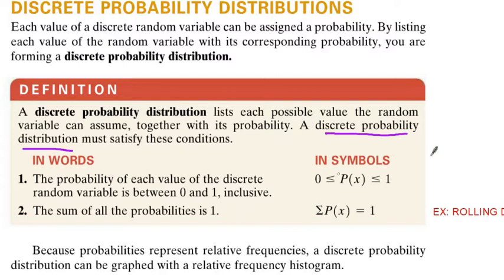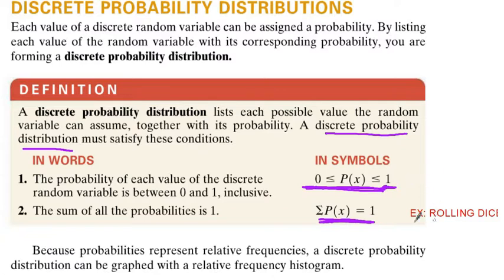Okay, the first condition is that all the probabilities have to be between 0 and 1. 0 means it's impossible, and 1 means 100%, absolutely certain. You can't have something less than 0, because that would mean it's less than impossible, and you can't have something more than 100%, because certain is as high as it can get. The next condition is that the probabilities have to add up to 1, meaning they have to add up to 100%. Okay, those are the conditions.